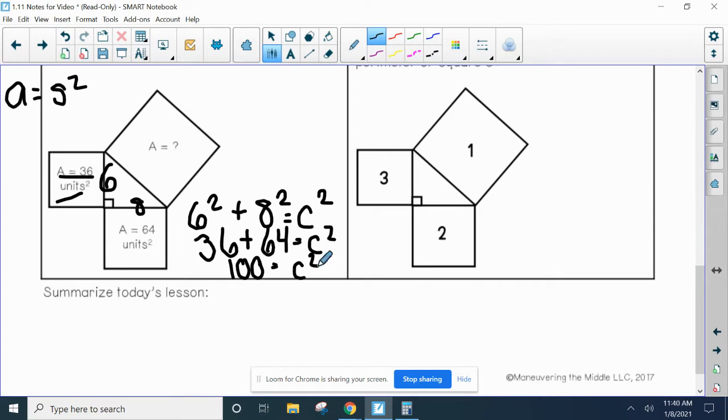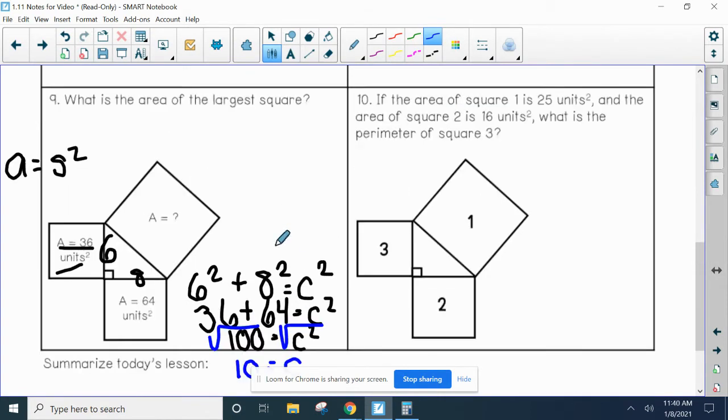And then our last step we know is to go ahead and take our square root of both sides. What number times itself gives us 100? We should know that in our head: it's 10. It's equal to the square root of c squared, to c. Did they ask us for the side length? No. Please pay attention to what they're asking you. So they're asking us for the area. So I know that last side length is 10.